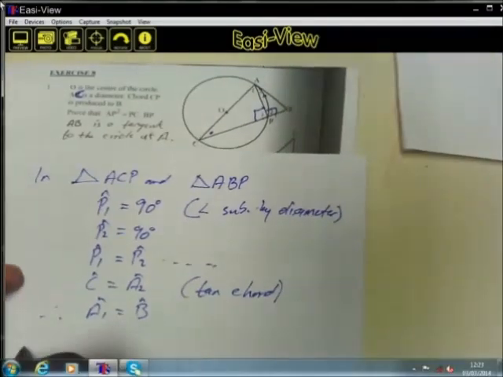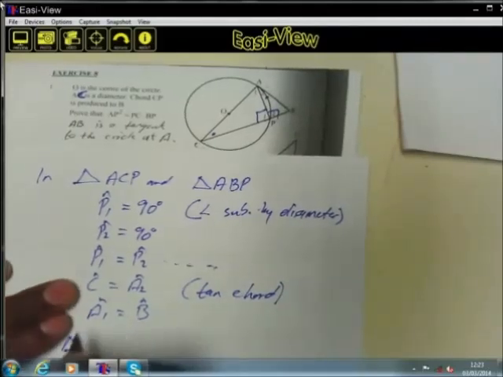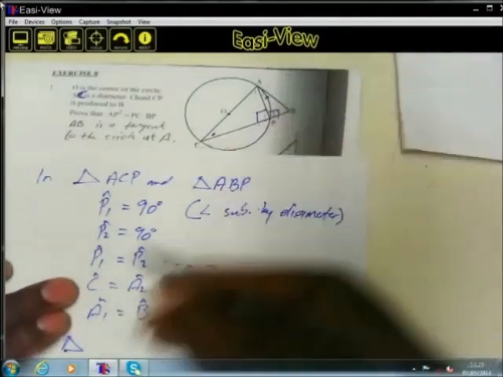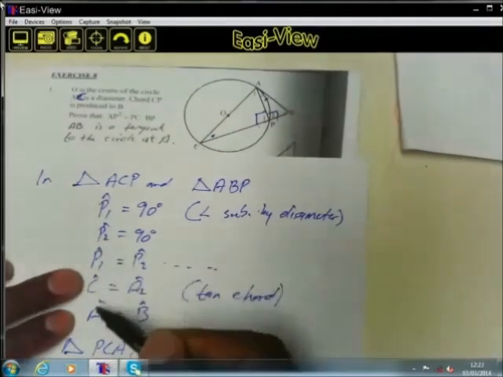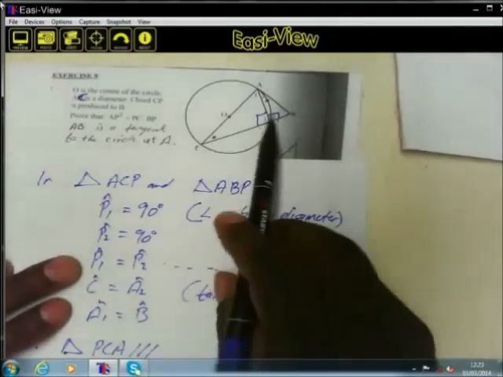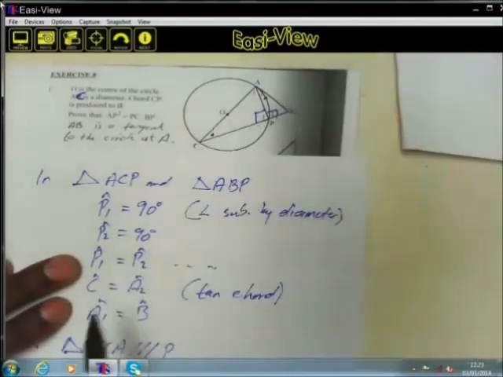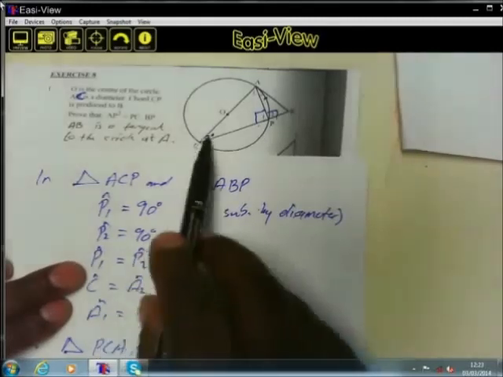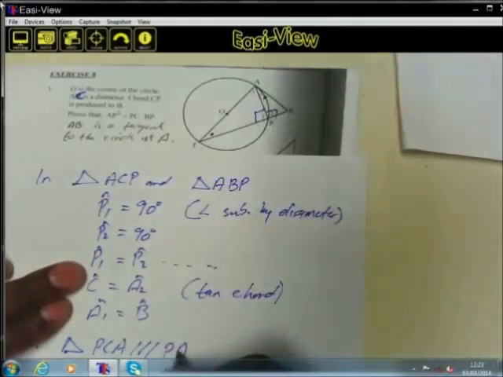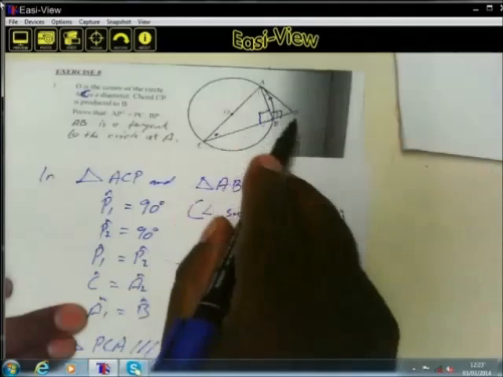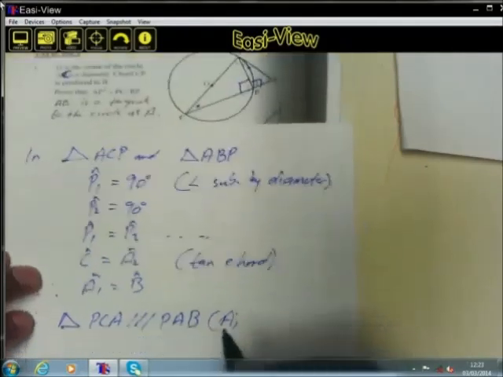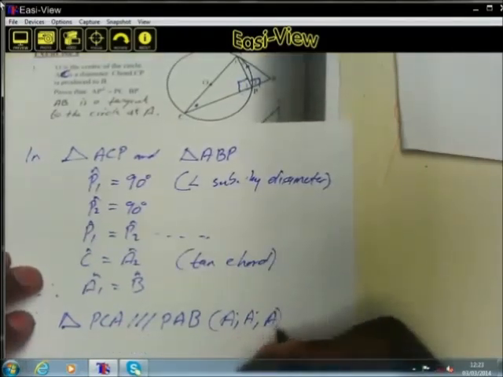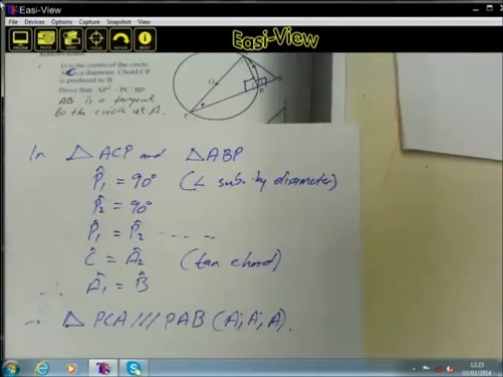Now we conclude. Therefore, triangle PCA is similar. Look at the sign for similar. PCA is similar to triangle PAB. Angle P goes hand in hand with P. Check angle C goes with A. Then you write A. Then A1 here will go with B. Why do I say triangle PCA is similar to triangle PAB? Because we have proven that angle. This is a condition for two triangles to be similar.